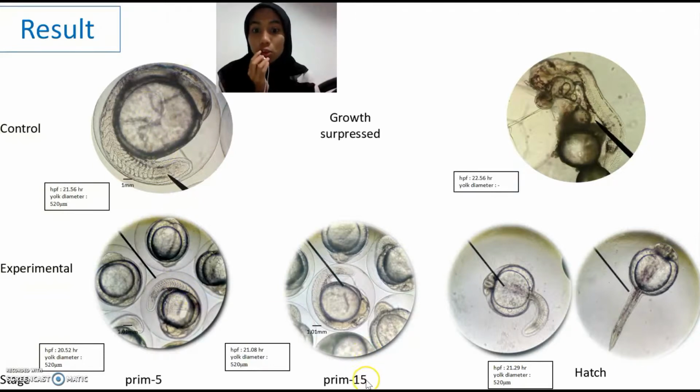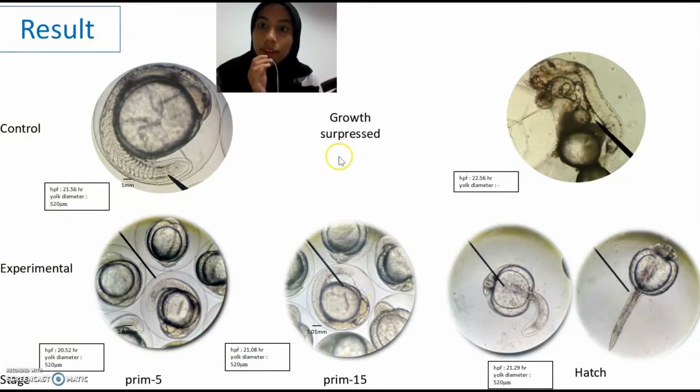Okay, moving on to prim 15, the brain neuromeres are more prominent, the retina and skin are more pigmented compared to prim 5, and the tail is much more outward and straight compared to prim 5. We can also see the heartbeat and blood circulation clearly in this stage.